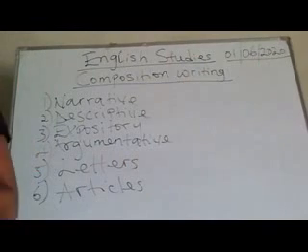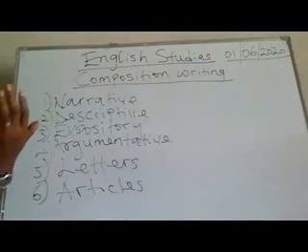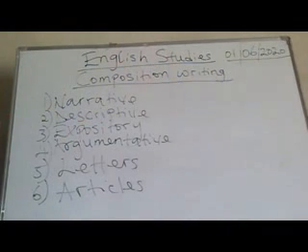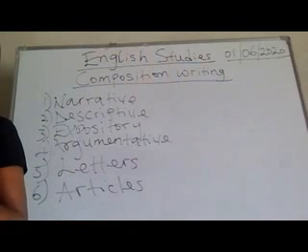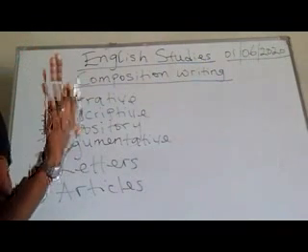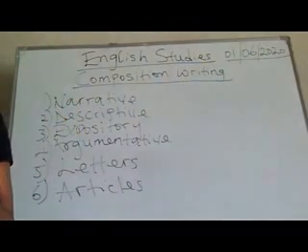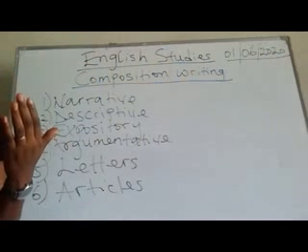Now, for you to write a narrative, we all know that a narrative is about storytelling. You may be asked to narrate an event that happened, which you witnessed, or an event which you were told. For example, if you had witnessed a fight and you're called by the police to give an account of what happened, you should be able to tell the story. For you to be able to narrate whatever happened, you should be a very good observer, paying attention to details.